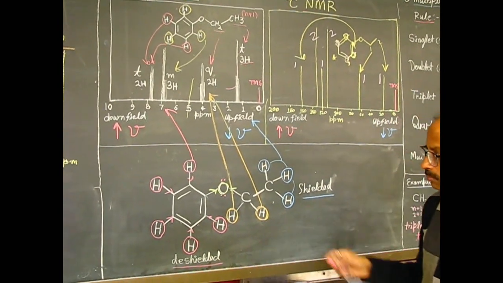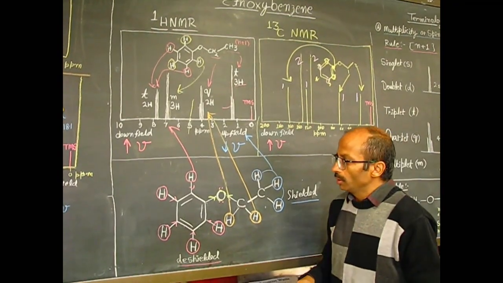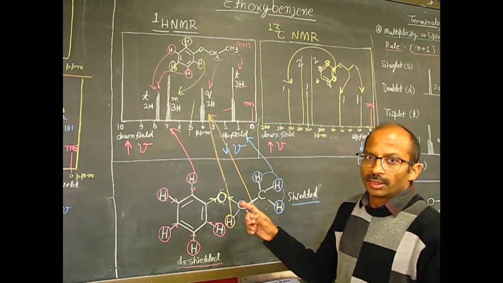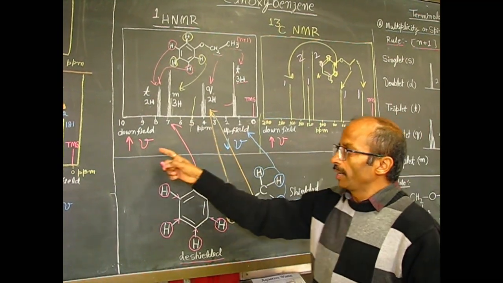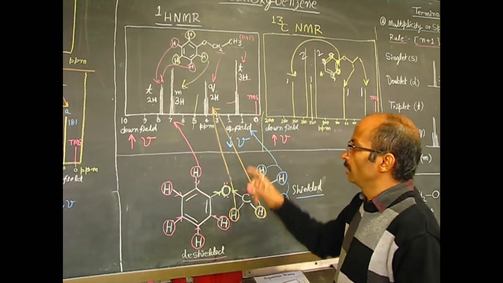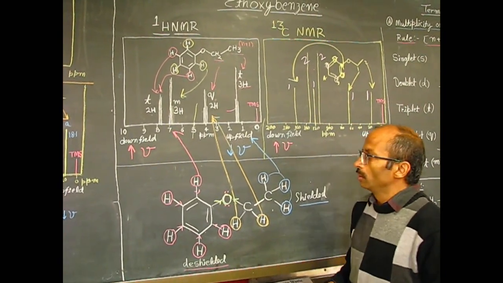So these were the examples of shielding and deshielding of protons, and you can understand with other examples which proton will appear downfield or at higher frequency, and which proton will appear upfield or at lower frequency.